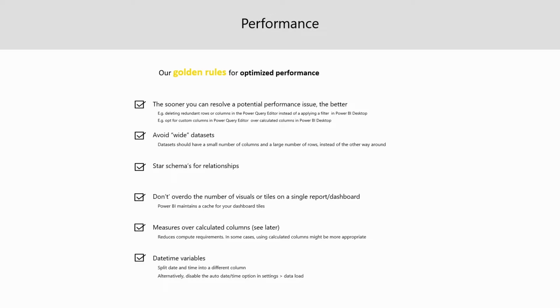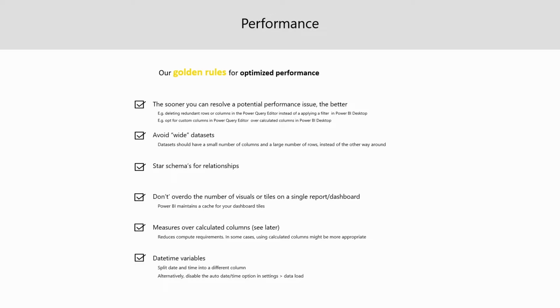Also, avoid using wide datasets. Datasets should be small in width and long in length, so a lot of rows and a small number of columns. Ideally also use star schemas for relationships. Now, don't overdo the number of visuals or tiles on a single report, as this also may cause performance issues.